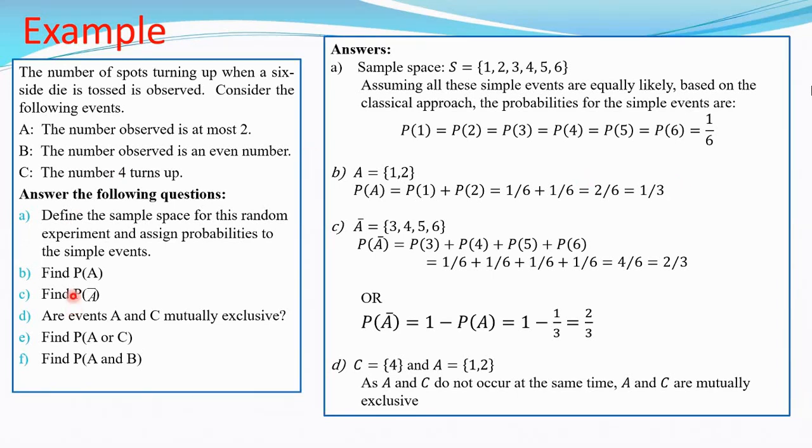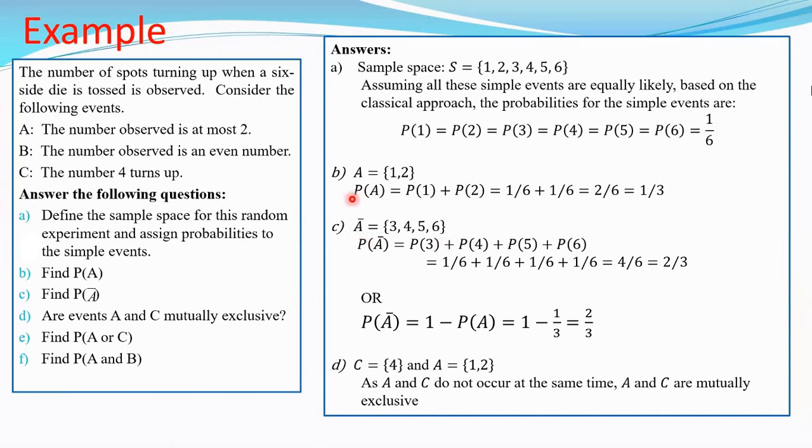Then probability of A complement. What is probability of A complement? First you have to define what the simple events for A complement are. We know the meaning of A complement: A does not occur. The simple events for A are 1, 2. So from this sample space, what are the rest of the elements? 3, 4, 5, 6. So these simple events 3, 4, 5, 6 belong to A complement.